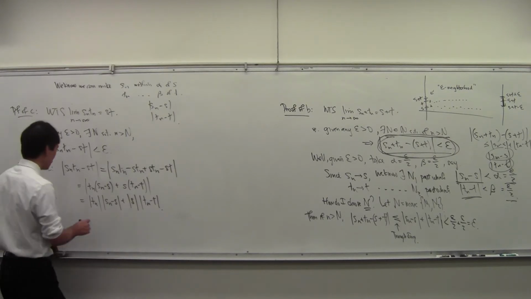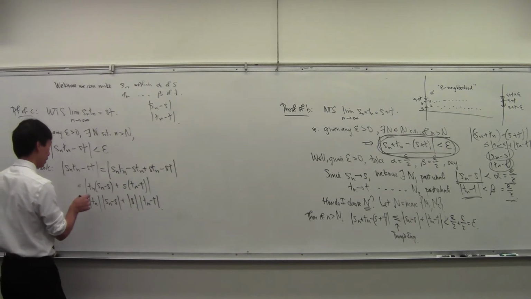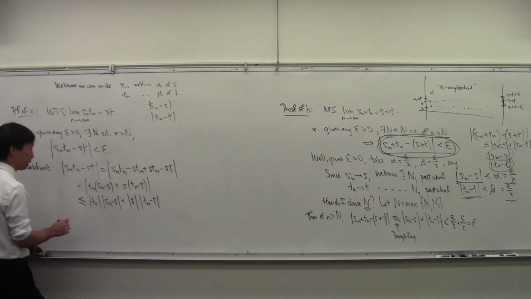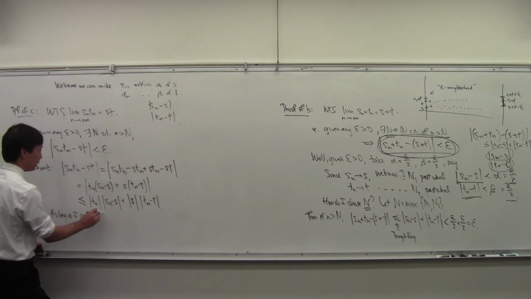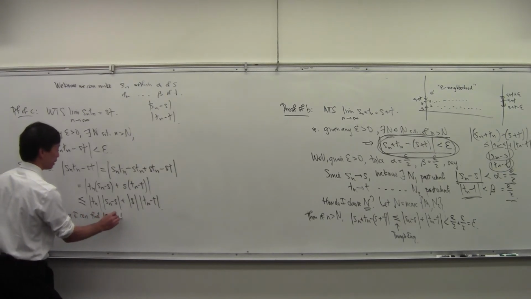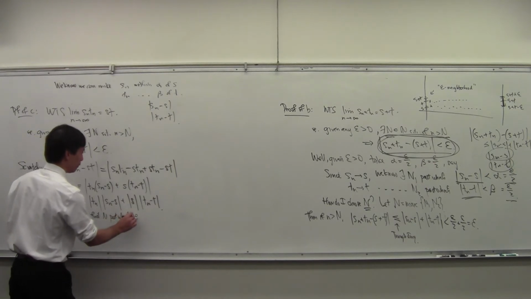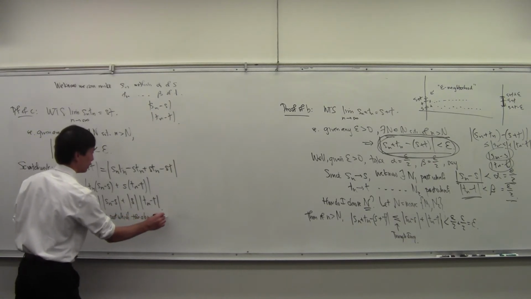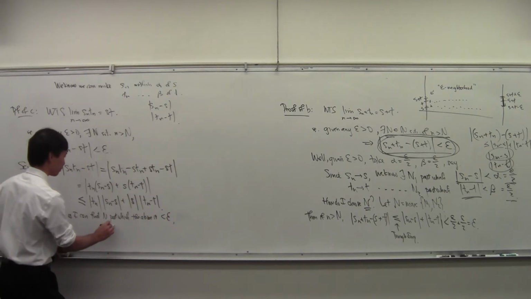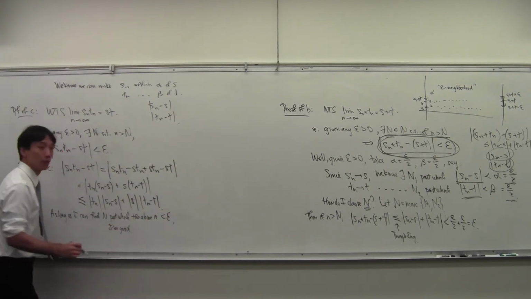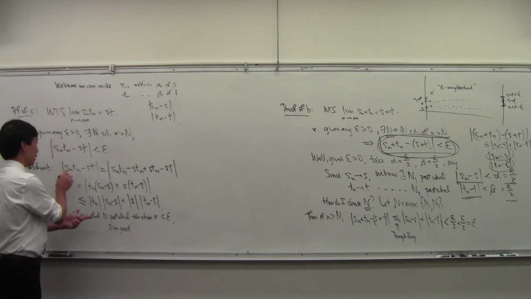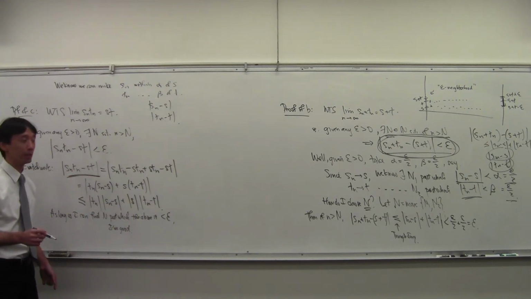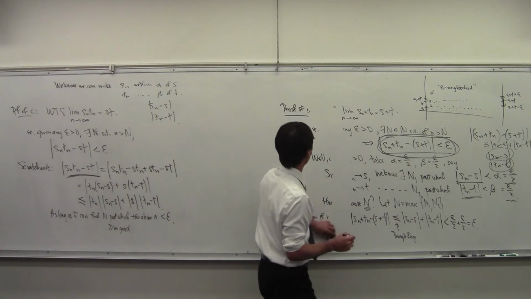It should be less than or equal to, by the triangle inequality... So as long as I can find an n past which the above is smaller than epsilon, I'm good. Because as long as I can make this thing smaller than epsilon, then this thing is smaller than epsilon, and that's what we want. Okay.